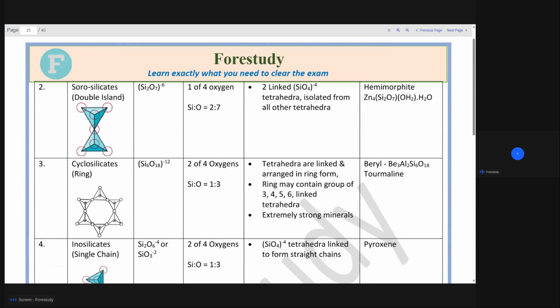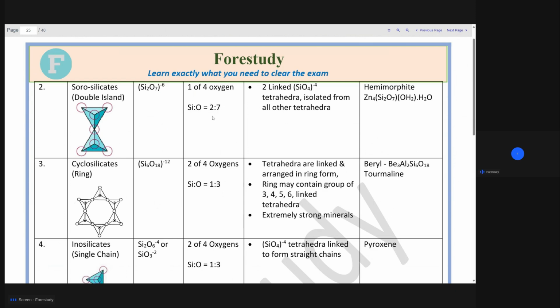Next is sorosilicate. Remember, soro comes from sorrow. Sorrow means double silicate. So double island silicates. Only one oxygen ion will be shared, one of four oxygens. So the ratio is 2 is to 7. 1, 2, 3, 4, 5, 6, 7. Two silicon with 7 oxygens are present. So it is 2 is to 7.